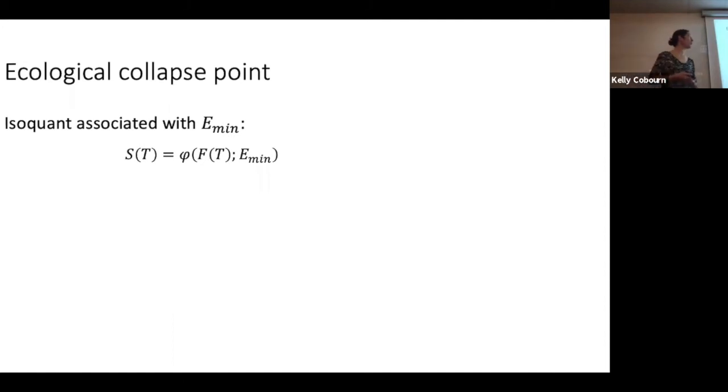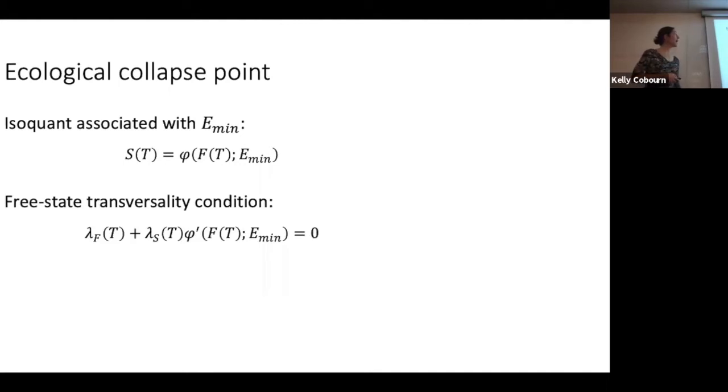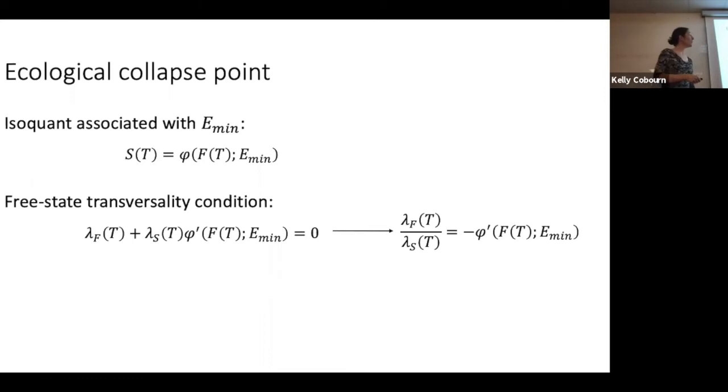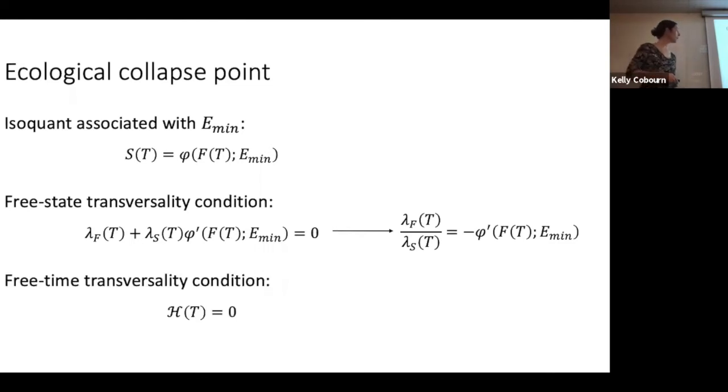Using that isoquant associated with E min, we can rearrange the expression and optimize with respect to capital F of capital T, the terminal primary forest stock. In doing so, we can derive a free state transversality condition shown here, which basically requires that the ratio of shadow values of primary and secondary forest equal the marginal rate of technical substitution. We add to that a free time transversality condition. This is the typical formulation: the Hamiltonian must equal 0 in the terminal period of the problem. These conditions are going to define the other boundary condition that we need to solve the dynamic problem. So they define what happens at the end of the problem.